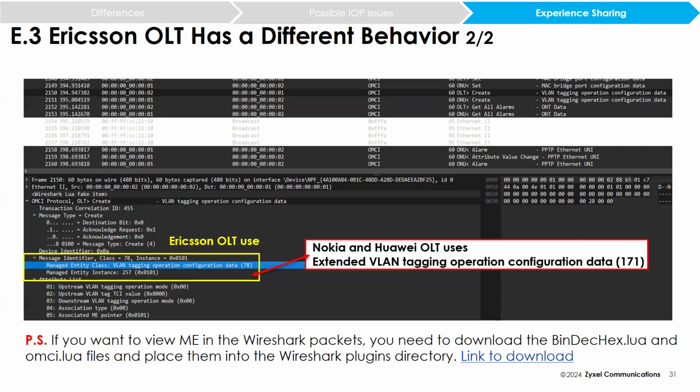But the Nokia and Huawei OLTs use another ME to configure the VLAN setting of our ONT. You can see that the entity ID they use in the ME is 171. The usage of this ME by the Nokia and Huawei OLT is that it can ask the ONT to do a VLAN translation on the traffic from untagged to tagged, so that the traffic leaving the ONT's LAN port can go without a VLAN tag.